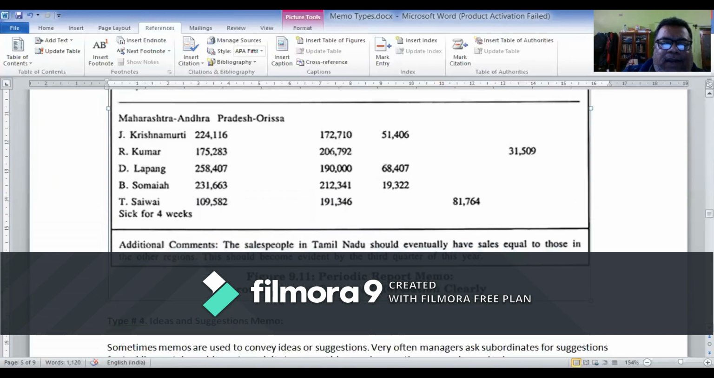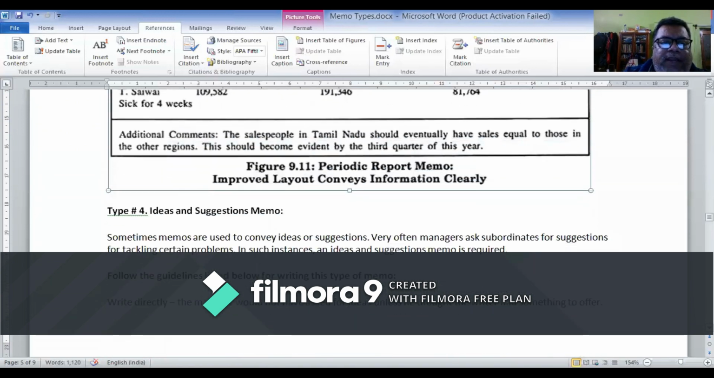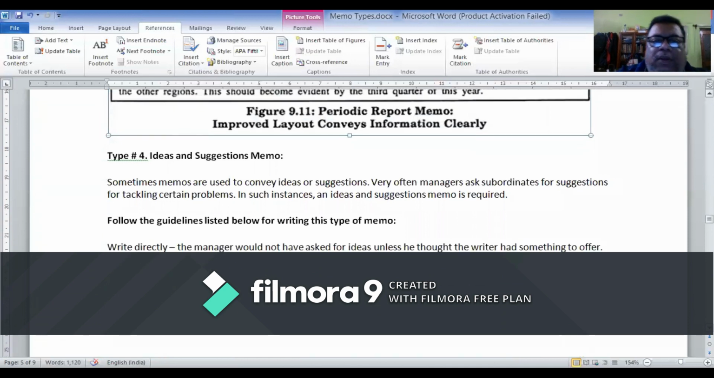Okay, we will discuss one last memo today, and that is the ideas and suggestion memos. Sometimes memos are just used for the sake of getting new ideas. Okay, managers ask their subordinates for suggestions because there are situations where you need to get suggestions. Currently, we are in such a situation where a global pandemic has unsettled business across the world. So under such circumstances, once things start settling down a little bit, subordinates will be asked for such suggestions as to what could be done, how things can be revived.